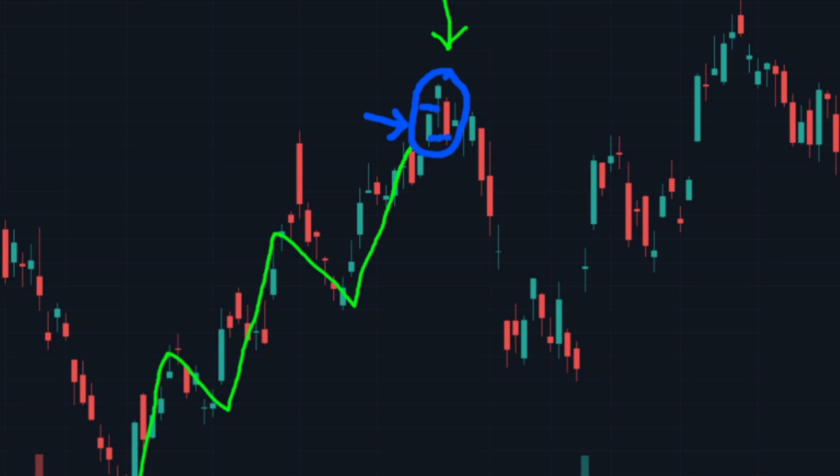And we can actually see here that after this pattern, the price of Nvidia stock actually fell. This pattern worked out well. Now let's take a look at one more example here.